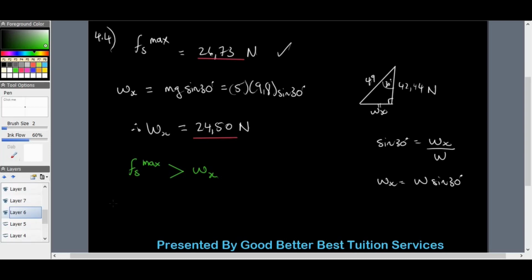So therefore, because of this, the box will not slide down the slope. And we came to this conclusion just based on the calculations that we had performed.